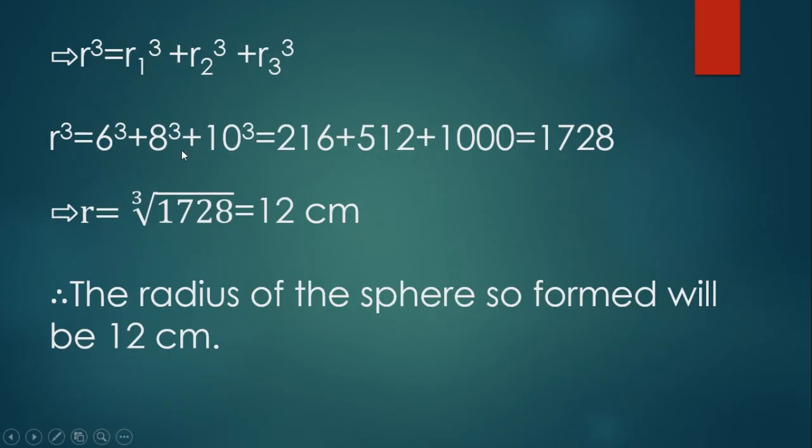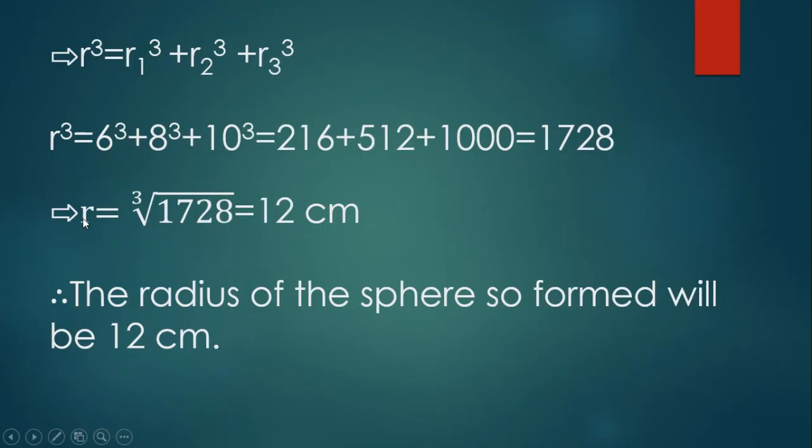Further simplification, what do we get? 6 cube we know is 216, 8 cube we know is 512, 10 cube we know is 1000. So on adding we got 1728. That is nothing but r cube. r cube is equal to 1728. To get r, we need to take the cube root here. So cube root of 1728 is 12.